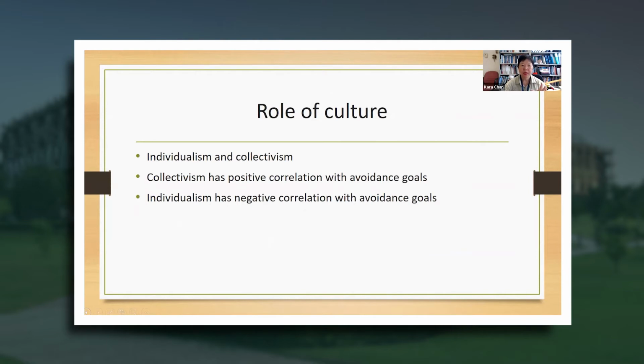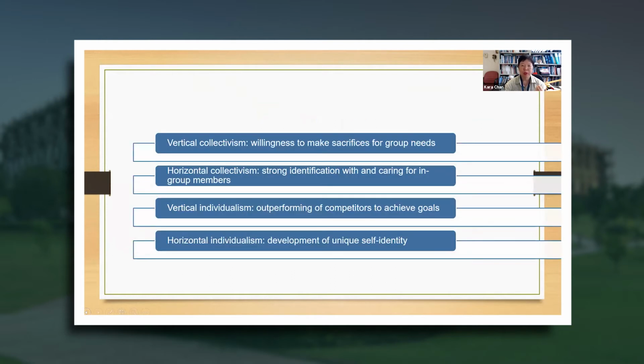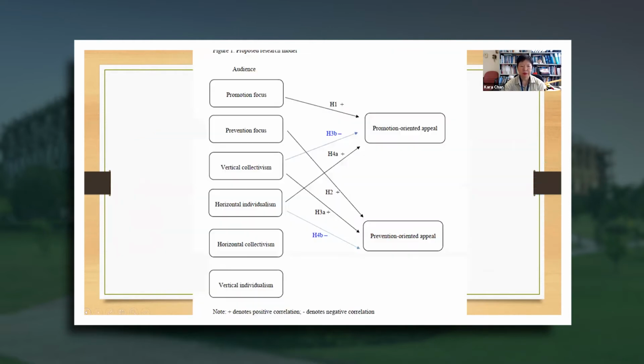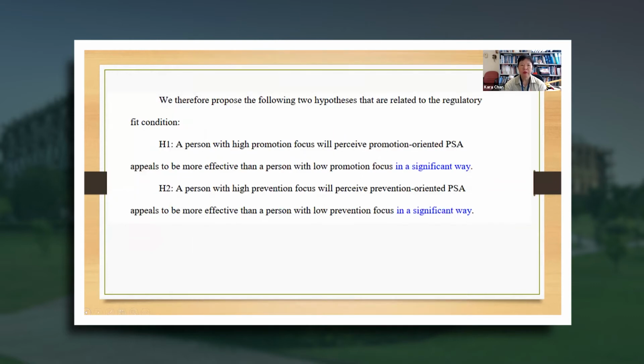So we pick individualism and collectivism as one of the cultural dimensions that we pay attention to. For collectivism and individualism, we also divide them into vertical and horizontal. I will explain it more later on. So we come up with a research model. Before I go into the details of the model and come back to this research model diagram again, the first hypothesis is exactly the regulatory fit model, but we extend it to appeal.